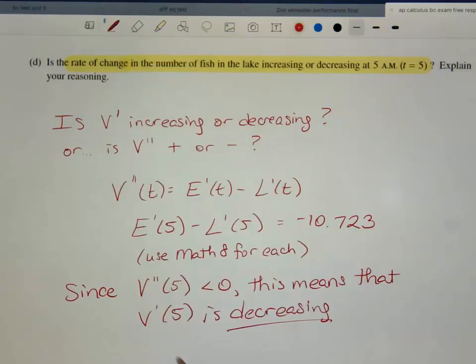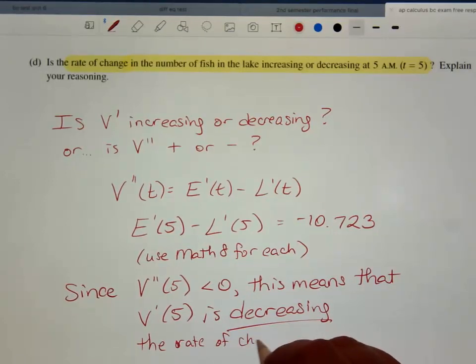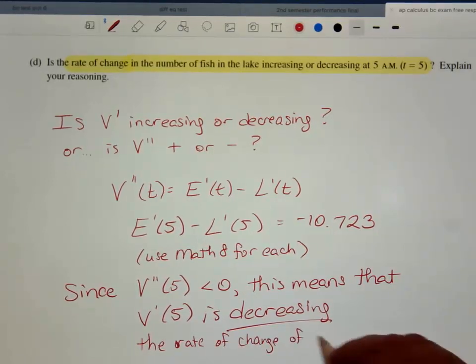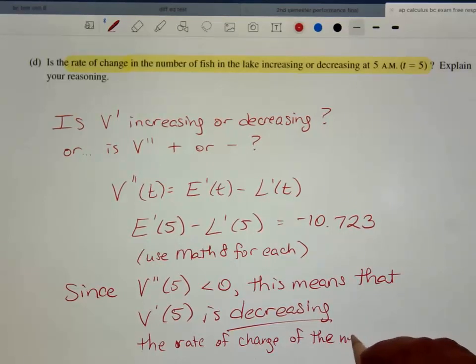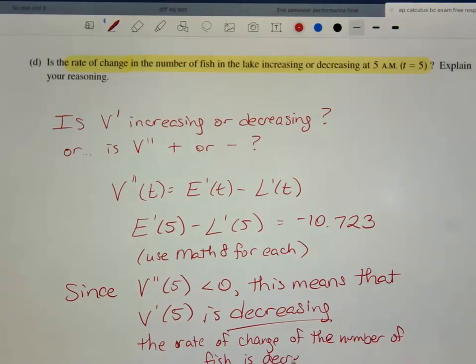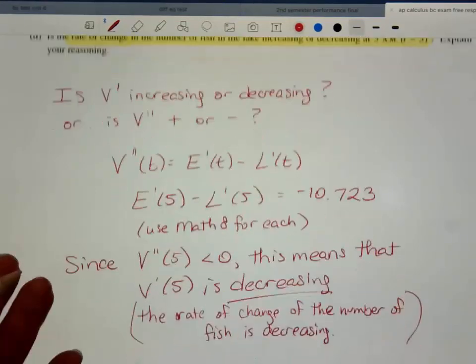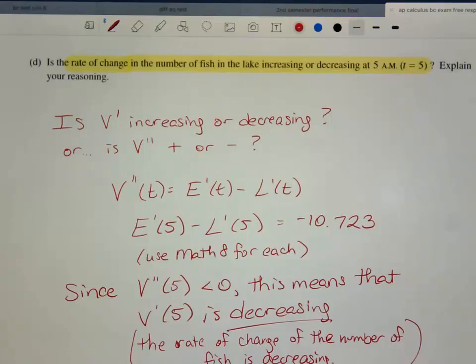I think a better answer is: the rate of change of the number of fish is decreasing. That's actually answering the question better than what I just said. All right, so that's the end of number 1. Moving on to number 2.